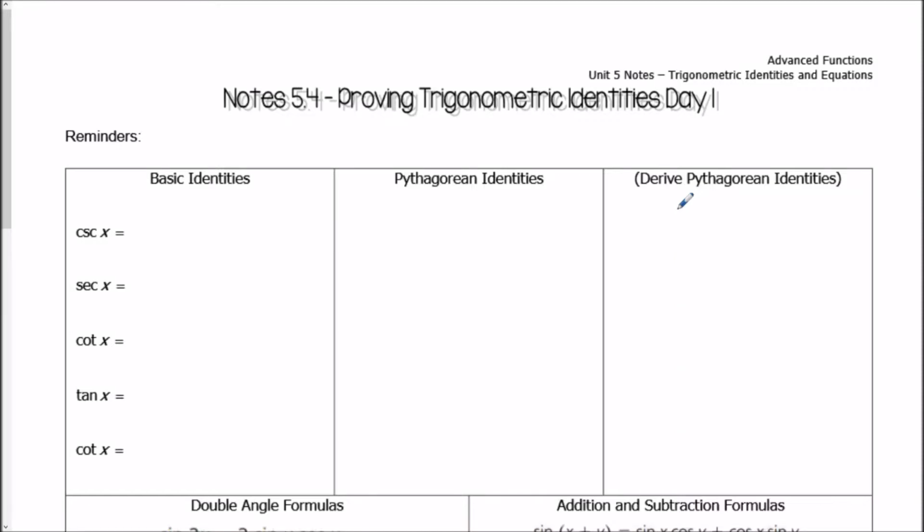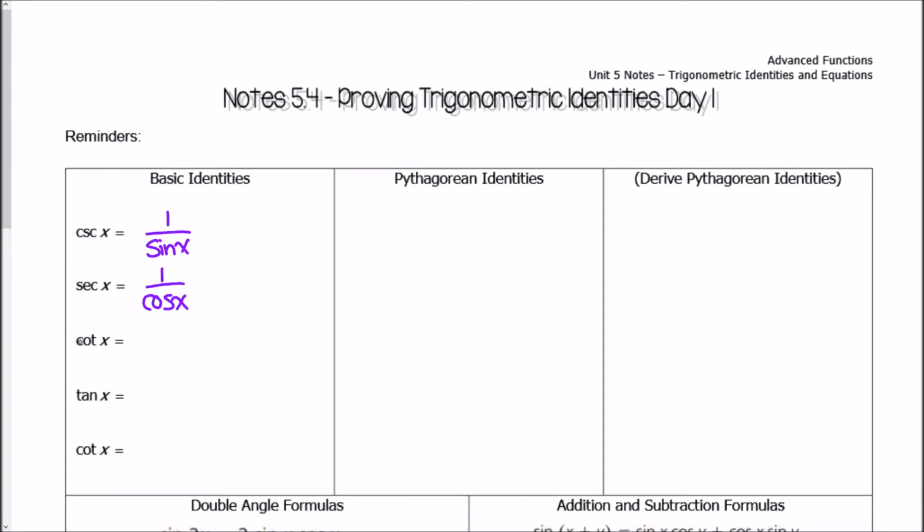Hi everyone. Notes 5.4 are on proving trigonometric identities. This is the first day of 2 days of this topic. So just a reminder that cosecant of x is always going to be 1 over sine of x, and secant of x is 1 over cosine of x.